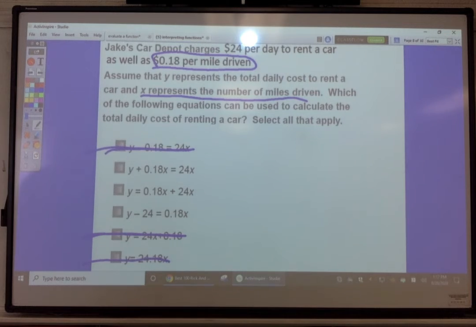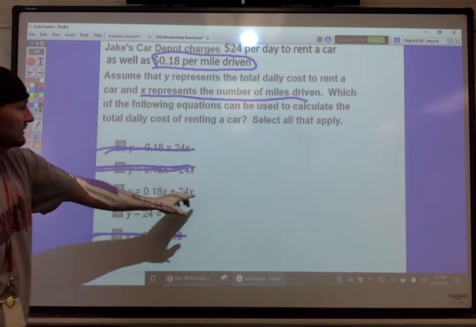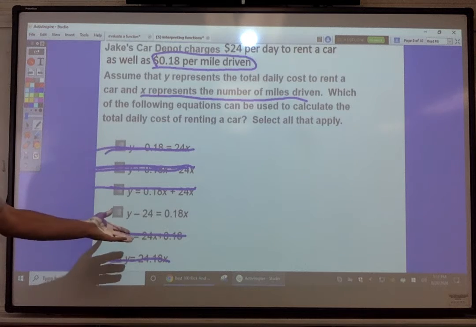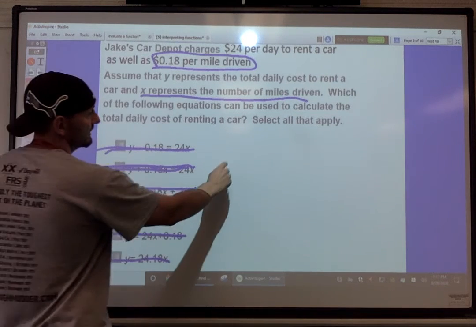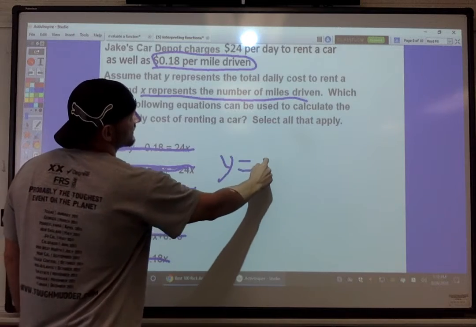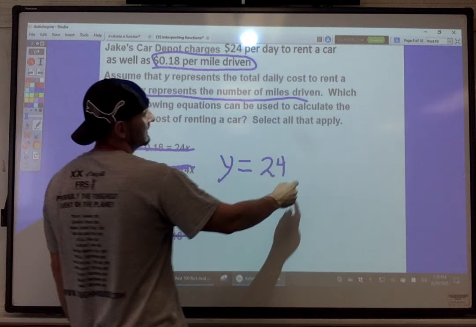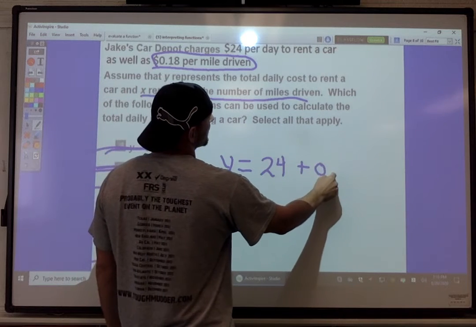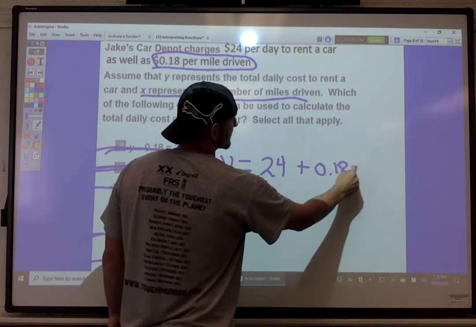So now we've limited it to 3. But x should only be with that. So that doesn't make sense. Again, x should only be with the miles. So there's our only answer that works. If I were to write this function, I would have probably written y equals what it costs to start with to rent it. And then I'm going to add on to that the price they charge me per mile, x.